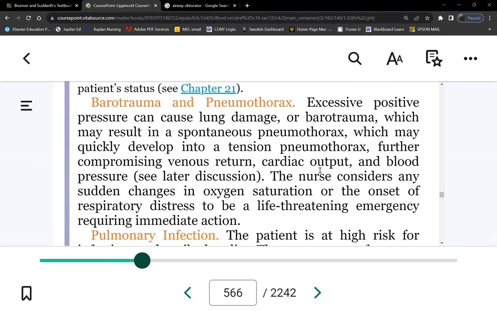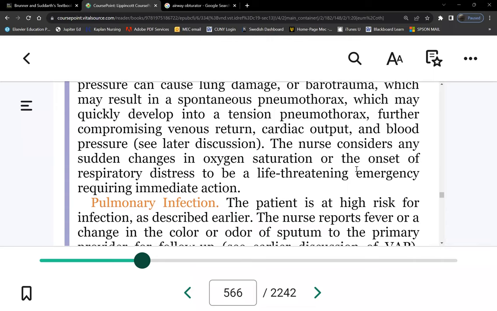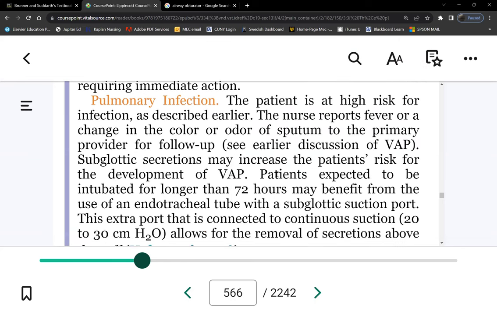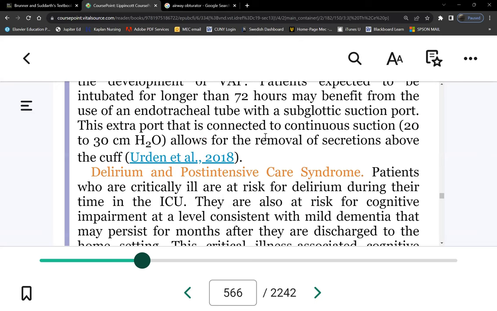Okay, let's go now to the prevention. So barotrauma, make sure your pressures are okay. Watch, listen to lung sounds. Make sure the settings are what they should be. Any changes, especially high pressure alarms, that indicates your pressure must be lowered, because otherwise you'll have barotrauma. And the pneumothorax always follows. Pulmonary infection. So this is, again, ventilator-associated pneumonia, which occurs after more than 2 days. So that's 72 hours.